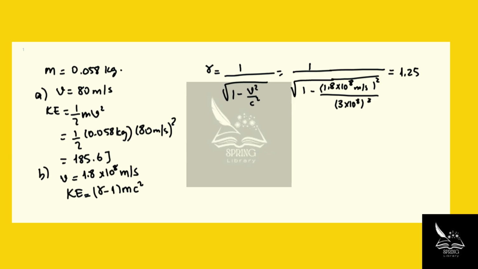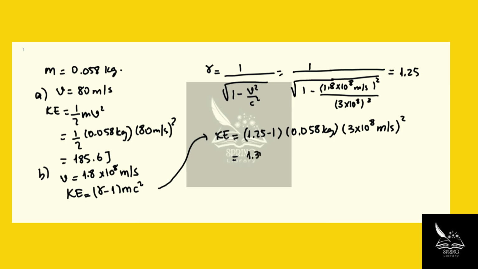Now, putting this back in the kinetic energy formula: 1.25 minus 1, times the rest mass of the ball, 0.058 kilograms, times c squared, where c is 3 times 10 to the power of 8 meters per second, squared. Then the kinetic energy is going to be 1.305 times 10 to the power of 7 joules.